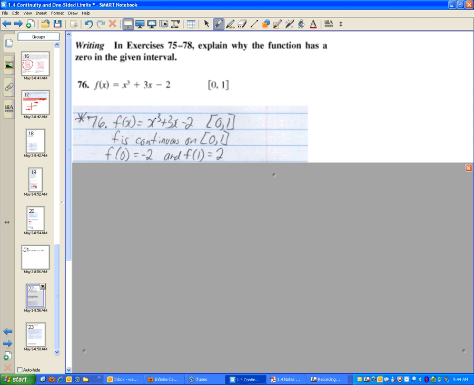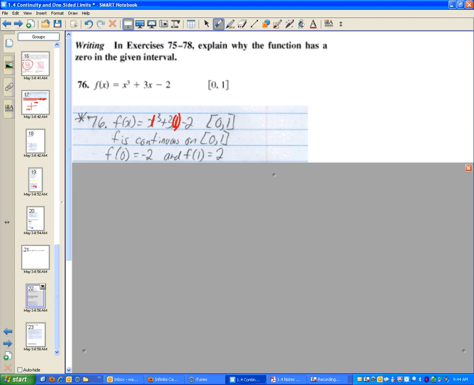I went to f of x, I put in a 0 for x, and I get -2. And f of 1 equals 2. How did I get that? I went to f of x, I substituted in a 1, and I got 2. So that's good. F of A is negative, F of B is positive.